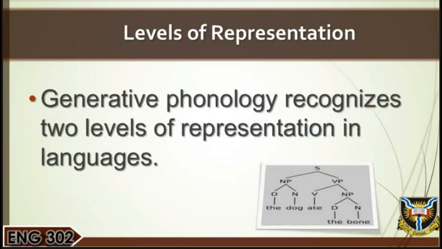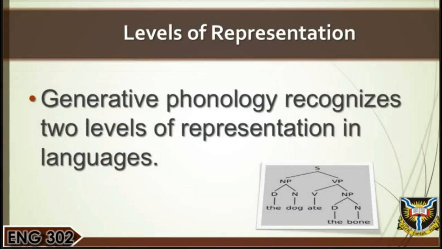Generative phonology therefore recognizes two levels for sounds. There is a more abstract, unobservable, underlying phonological form where phonemes are located, and the physically observable surface, strings of sounds that we hear. These are phones, real sounds.